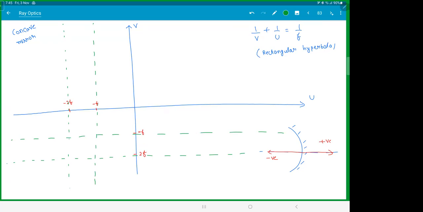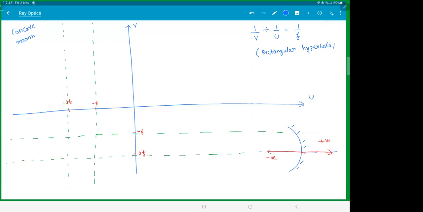Now, think of the graph, okay? When the object is at minus infinity, means what? It's a real object. When the object is at minus infinity, if U is minus infinity, where is the image? Focus. If object is at infinity, image is at focus. So when U is minus infinity, image will be somewhere here. It starts here. When object is at center, image is also at the center. This is the center point here. So this is how it will touch.